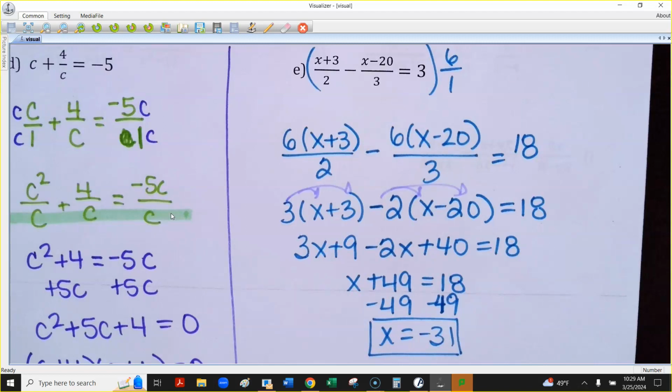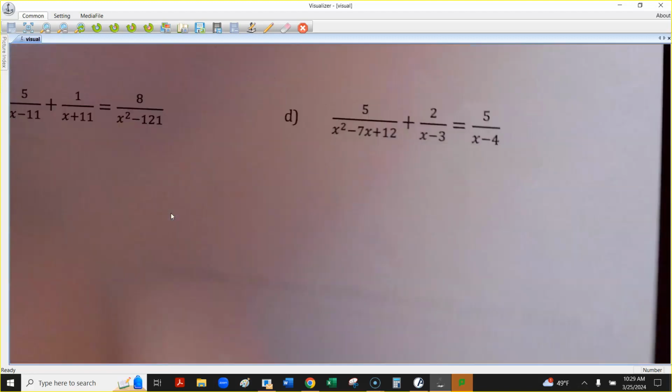Okay, so my recommendation to you, if you don't have a variable in the denominator, just multiply everything by something that would go into both number denominators. If you do have a variable in the denominator, try and create yourself a common denominator. So these are going to be a little trickier on the back.